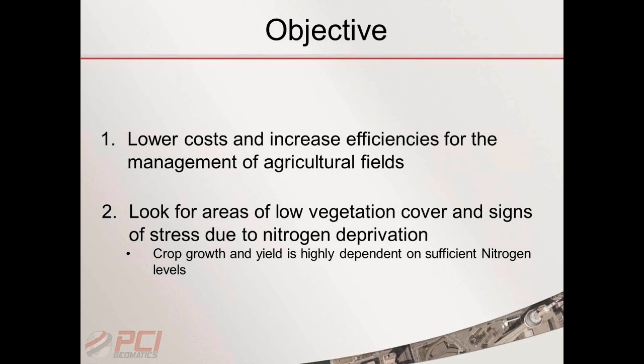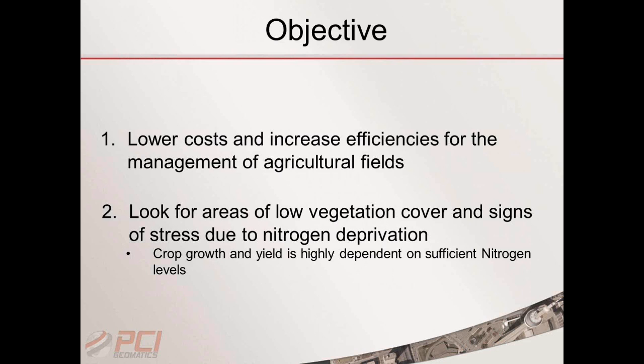So our objective in this analysis would be to lower costs and increase efficiencies for the management of agricultural fields, specifically larger agricultural fields. We're going to look for areas of low vegetation cover and signs of possible stress due to nitrogen deprivation.